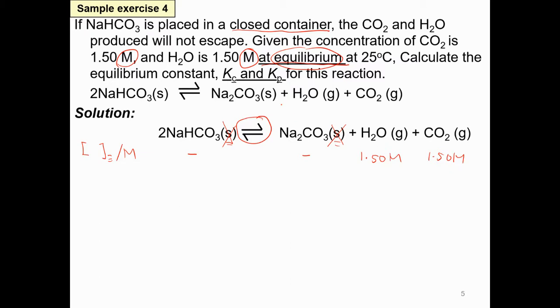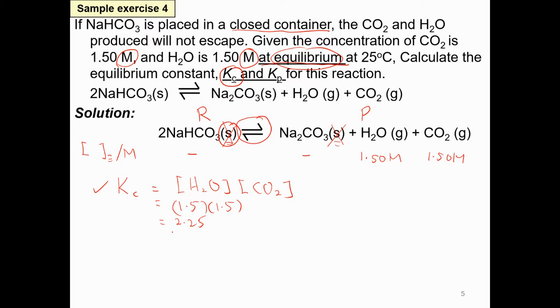Then what can we find? We can find Kc first, because for Kc, the expression is product over reactant. Now, because the reactant phase is solid, we do not include the reactant. So we only have product. For product, we have water vapor and carbon dioxide gas only. So it is equal to 1.5 times 1.5. So we will get 2.25. So we have found Kc.